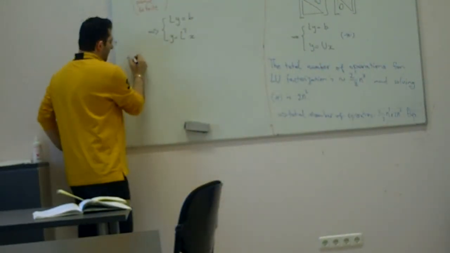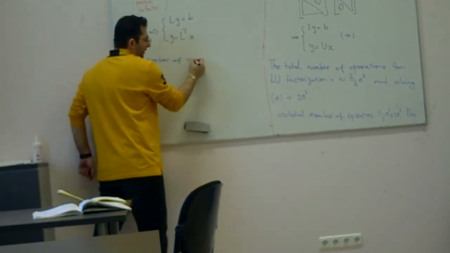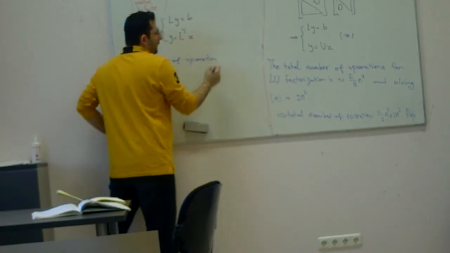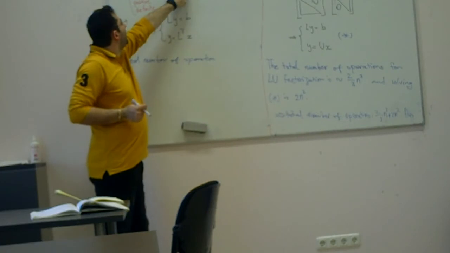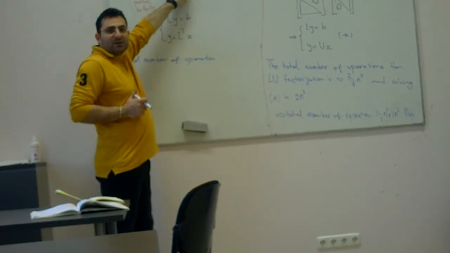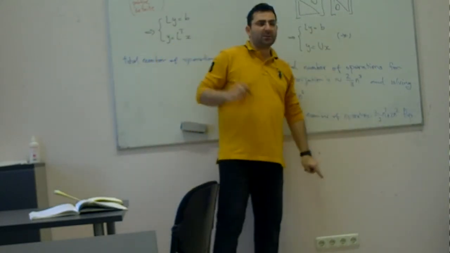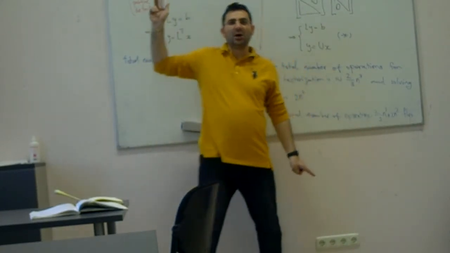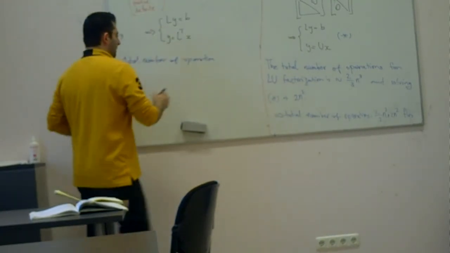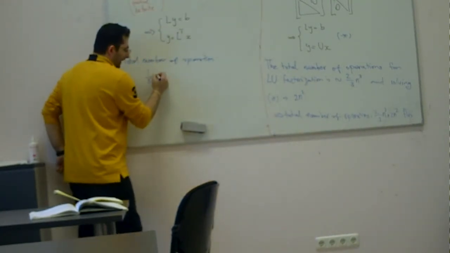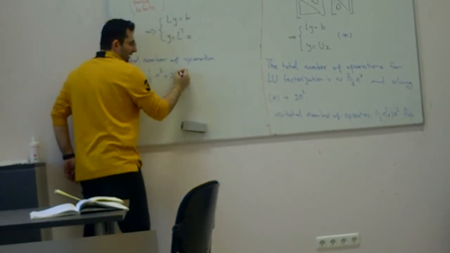So, what is the total number of operations for calculating the Cholesky decomposition? If this is 2/3 n cubed, how much is this one? 1/3 n cubed, because it's half of it. I don't need to calculate U. So it will be 1/3 n cubed plus this part is the same, 2n squared.